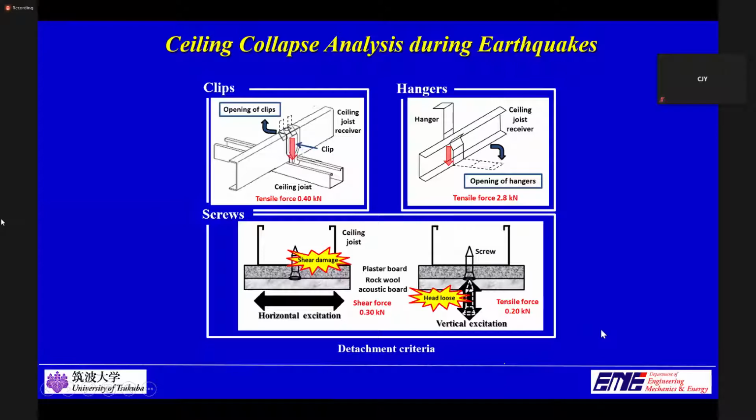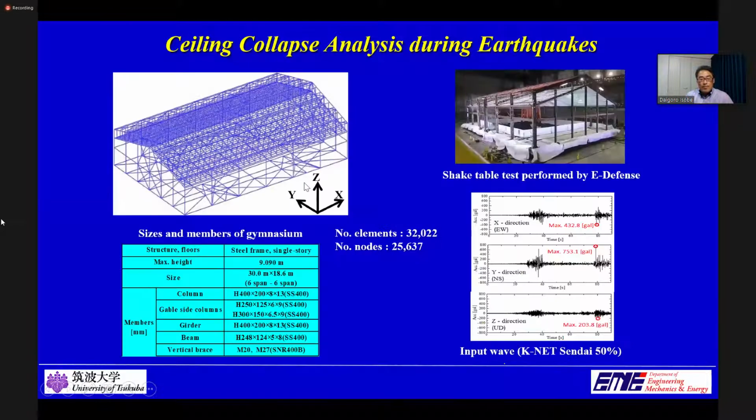This is a gymnasium model with the ceiling. Elastoplastic buckling of braces and hanging boards were taken into account by modeling them with a few more beam elements. A shake table test was performed by the E-Defense under an input wave of KNet Sendai 50%, and we compared the numerical result with the experiment.